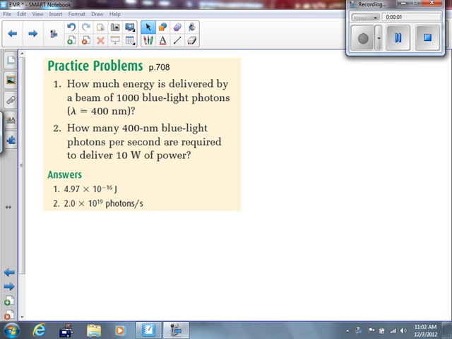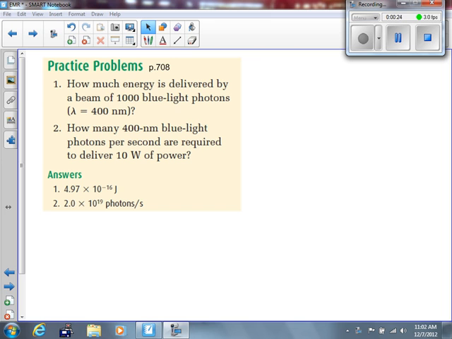Let's take a look at the couple of questions we had for homework on page 708 involving photons. Remember that Einstein said in 1905 that light exists as a particle as well as a wave. So not only do we have this wave nature, but we have this particle nature of light as well. This particle we call a photon, and this photon has an energy equal to h times f, or hc over lambda. So essentially we're saying now that there's a wave-particle duality.